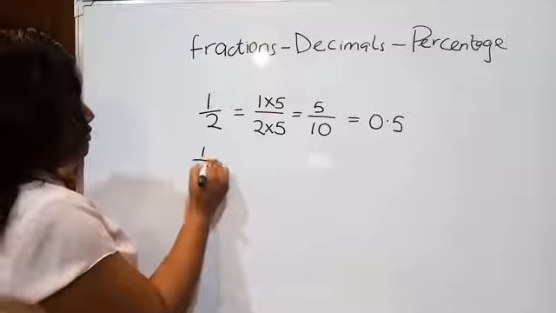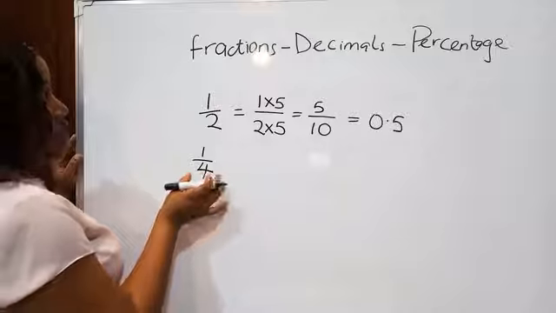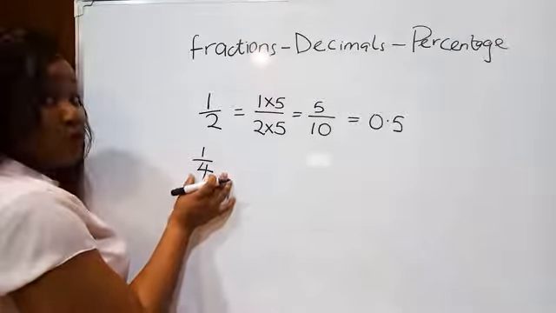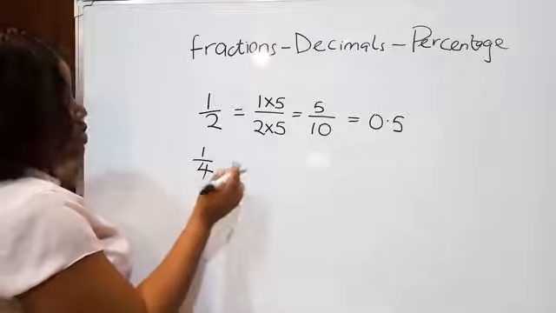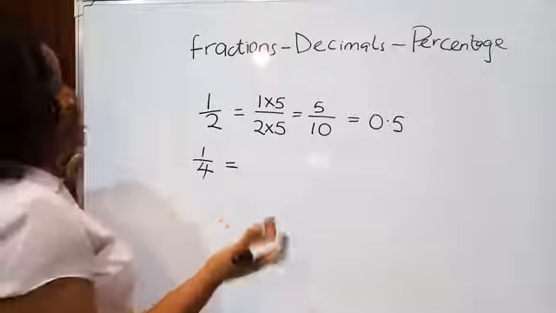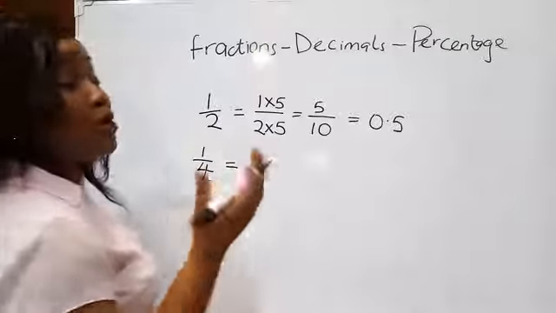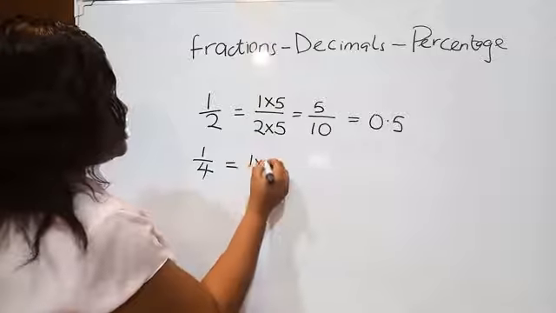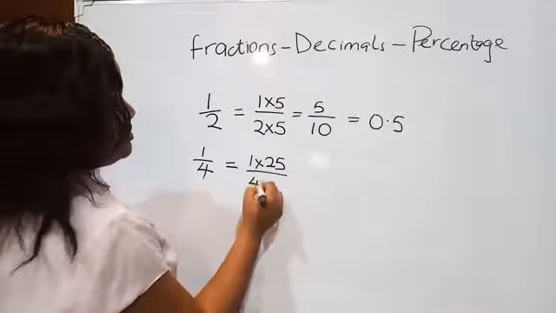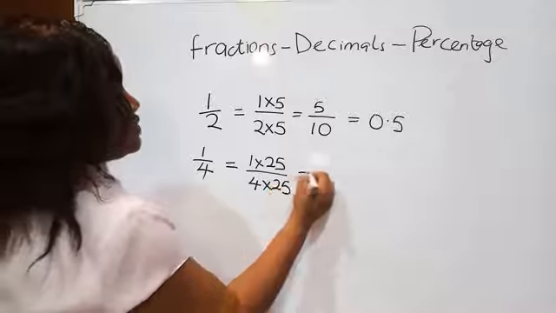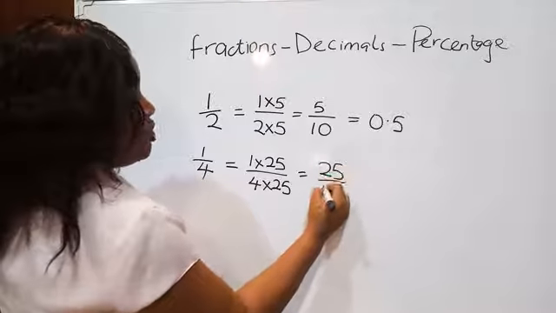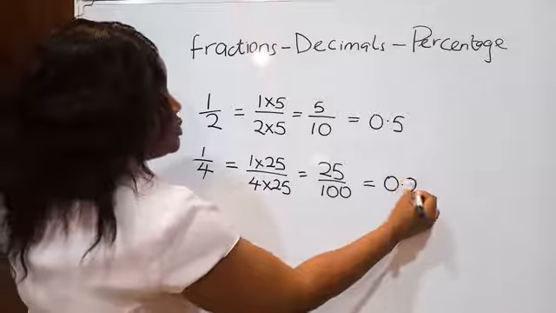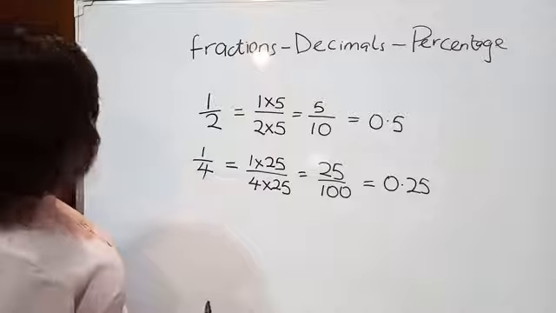Or you can even have something like this: 1/4. We know that 10 is not a multiple of 4, so the next power of 10 we should try is 100. And 4 times what gives you 100? 4 times 25. So you multiply both numerator and denominator by 25. So you have 1 times 25 over 4 times 25, and this gives us 25 over 100, which gives us 0.25.